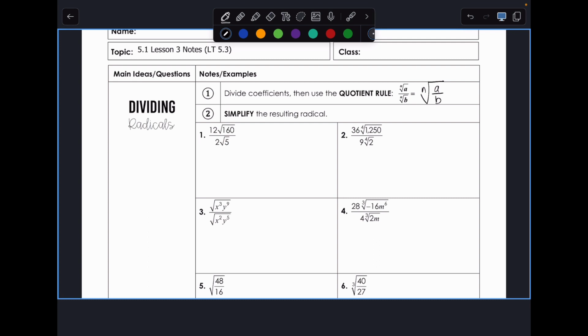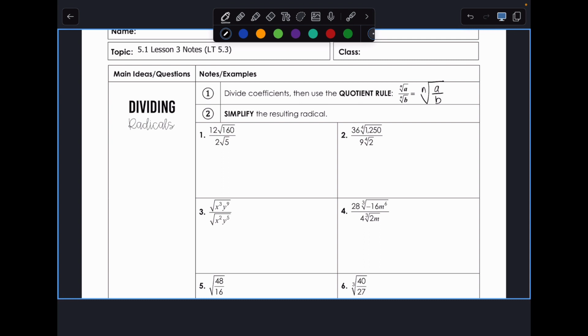So the coefficients are the numbers that are in front of the radical signs. You can treat the radical signs almost like an x, okay? Almost like a variable term. So the numbers in front of it are considered to be whole numbers that are already simplified. And once you have simplified everything within the quotient rule and the coefficient, you simplify further to get to the lowest term of that radical.